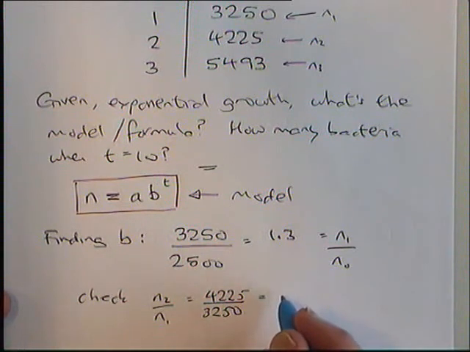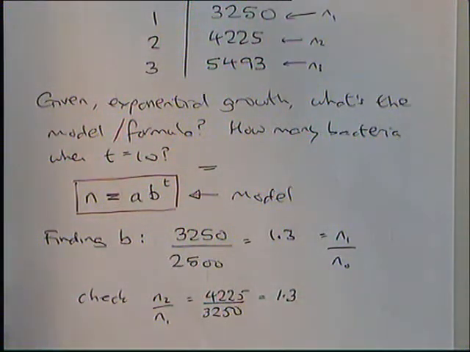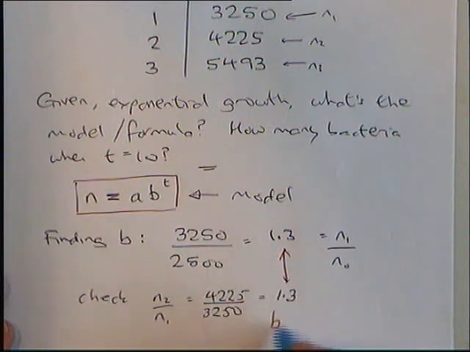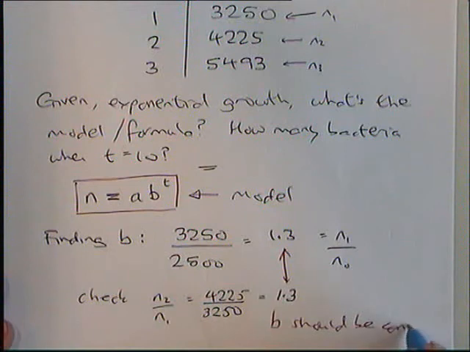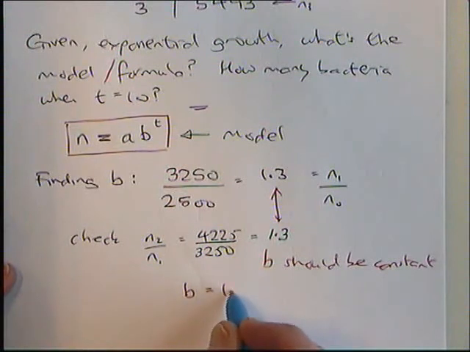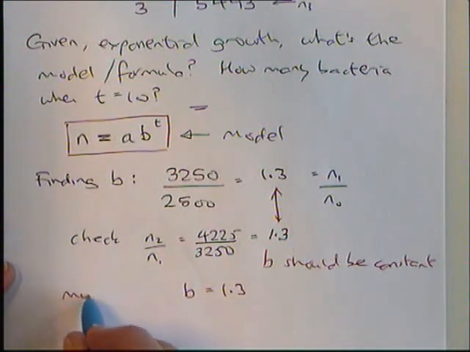Has anybody done that to check? It is. Tabby's nodding. That's 1.3. Okay, because that should be constant. B here is the same each time. So B should be constant if it's exponential growth. So I now know then what my B value is in my formula. B, my multiplier, is 1.3.